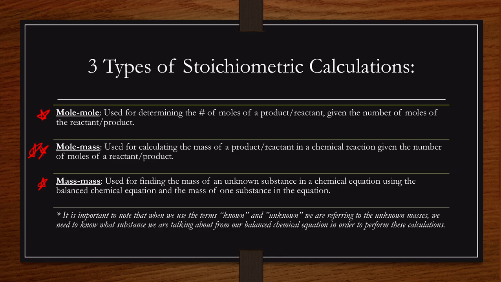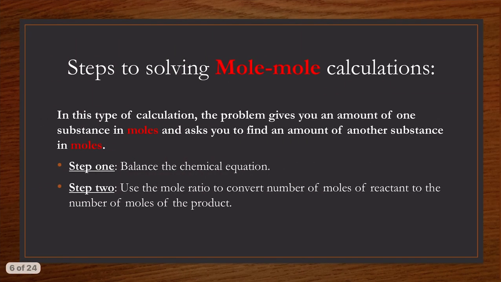So let's go ahead and take a look at the first type, which is a mole-to-mole calculation. And remember, in this type of calculation, the problem gives us an amount of one substance in moles, and it's going to ask us to find an amount of the other substance in moles as well.